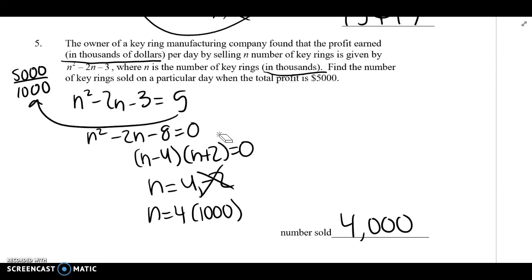Factor it and you get (n minus 4) and (n plus 2). Set both of those equal to 0, you get n equals 4 and negative 2. Since the number of key rings sold cannot be negative, you get an answer of n equals 4. And you have to go back and multiply that by 1,000 since you took 1,000 back out in the beginning. So you get a number sold of 4,000.